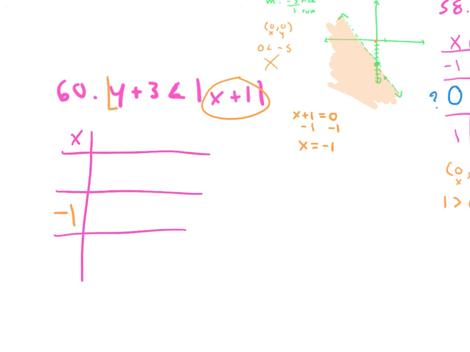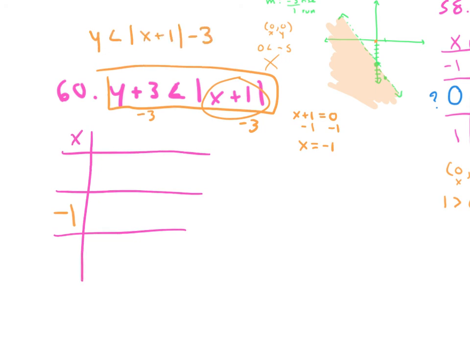I'm going to rearrange this equation here by moving the 3 to the other side. So I need to subtract 3 on both sides. That way I have y is less than the absolute value of x plus 1 minus 3. So that way when I plug in my numbers for x, I'm going to get a value for y, and I don't have numbers on both sides of the equation. So all I did was move the 3 over to the other side. So now I'm going to plug in my numbers into this equation up here.